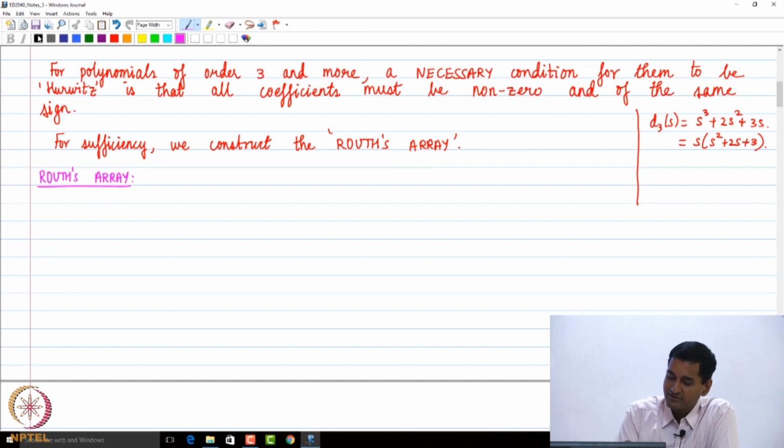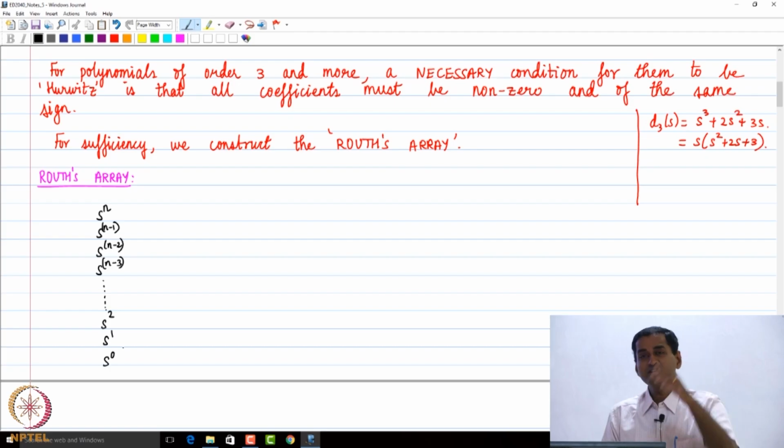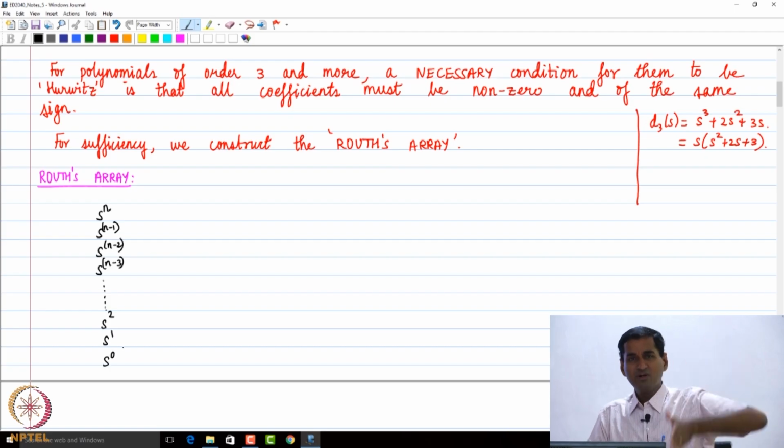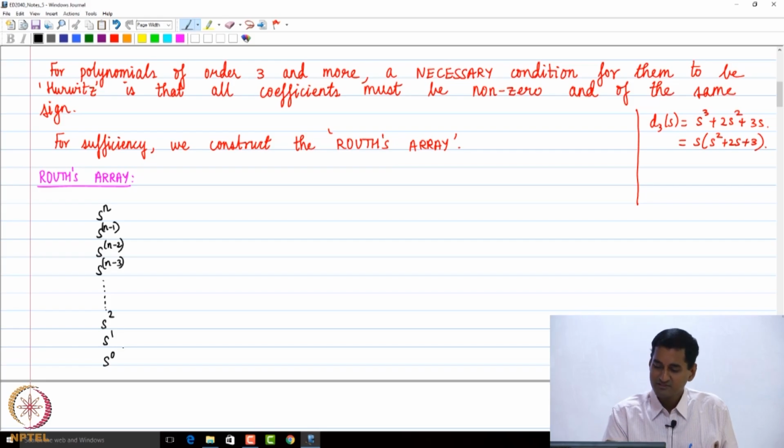When I want to construct the Routh's array, first I write S power n, S power n minus 1, S power n minus 2, S power n minus 3, like that, all the way to S squared, S power 1, S power 0. I just write down all the powers of S as a column. That's the first step.